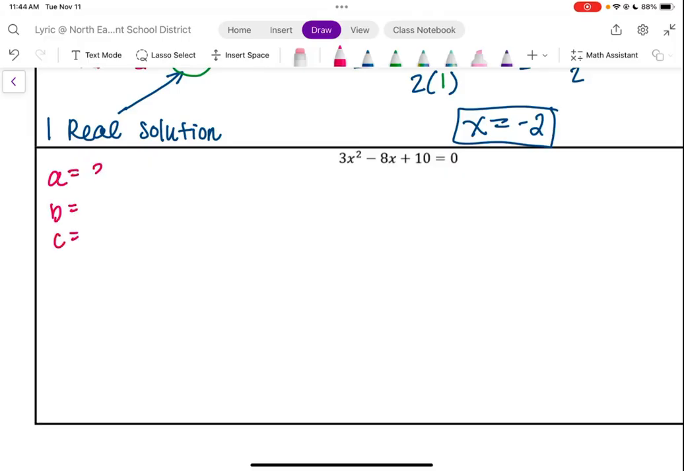Where A is 3, B is -8, and C is 10. Now our step 3 says calculate the discriminant. So we're going to plug these numbers into our discriminant.